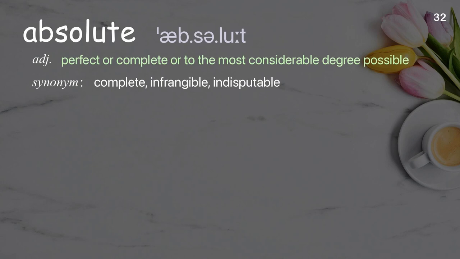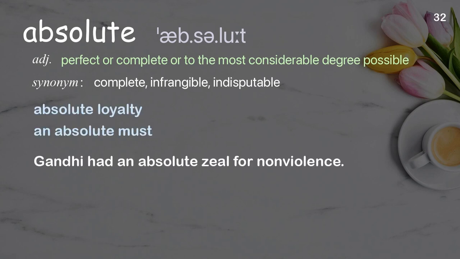Absolute. Perfect or complete, or to the most considerable degree possible. Examples: absolute loyalty, an absolute must. Gandhi had an absolute zeal for nonviolence.